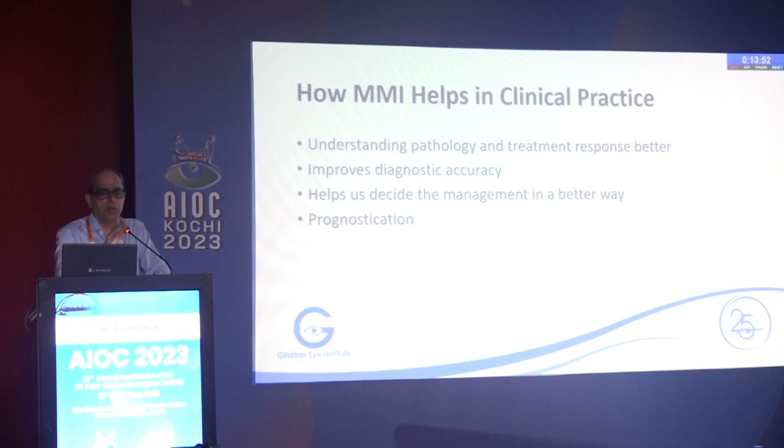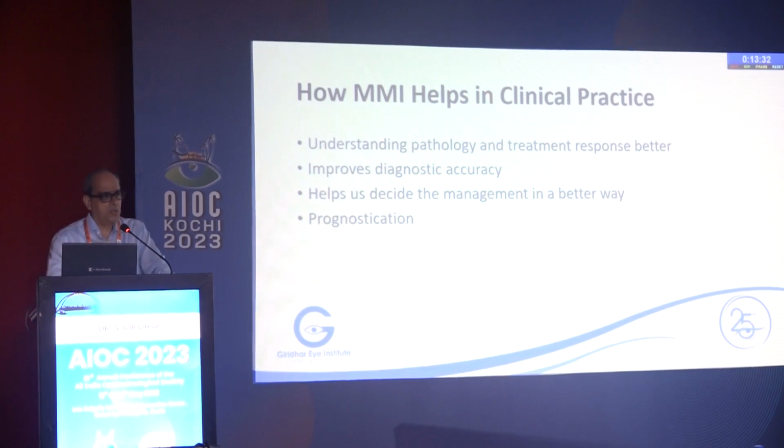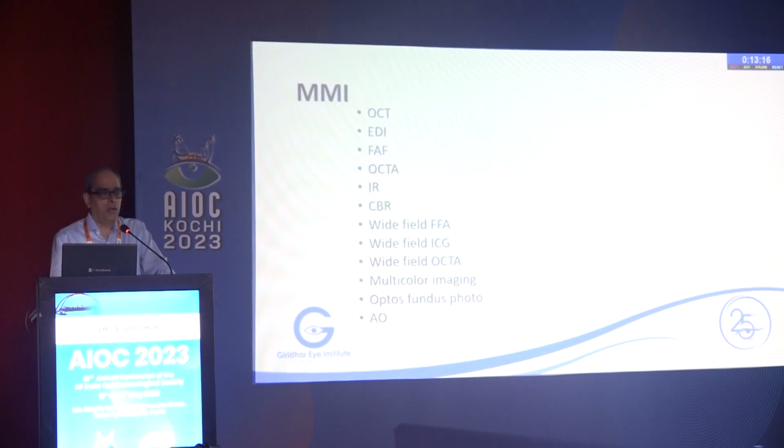Can anyone tell me what is multimodal? How do you define multimodal imaging? Multimodal imaging is presently defined as using more than one imaging modality for the diagnosis or prognostication of a particular disease. So that is actually the definition that has been given. More than one imaging modality. So you may use 2, 3, 4. So if you use OCT and autofluorescence, it becomes multimodal imaging. You understand?